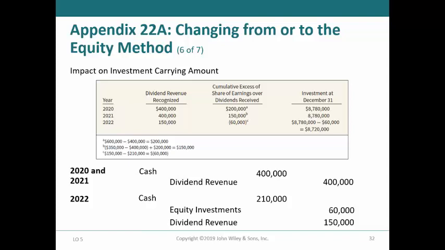In the third year, however, the investee did not report any earnings, but the investor received $210,000 in dividends. Since there remained only $150,000 in the cumulative excess of earnings over dividends from 2021, dividend income was credited for $150,000, but the remaining dividends of $60,000 were credited to the investment account as liquidating dividends.